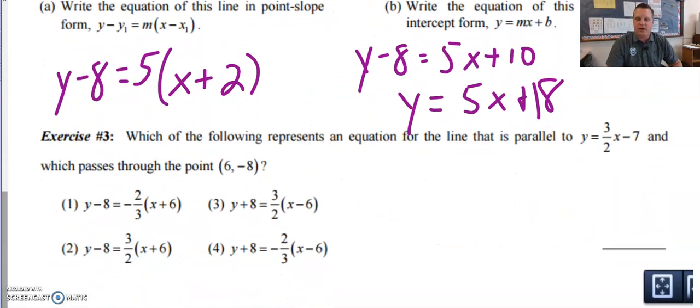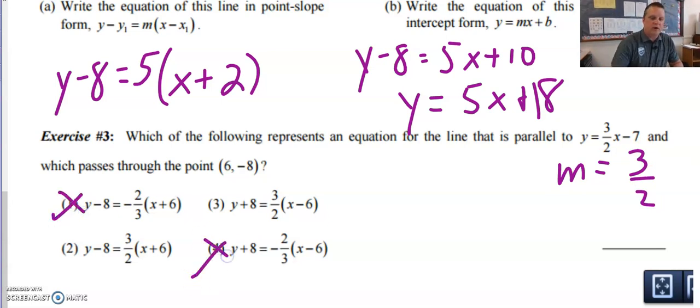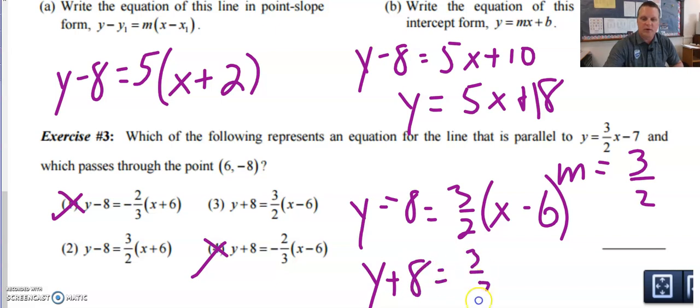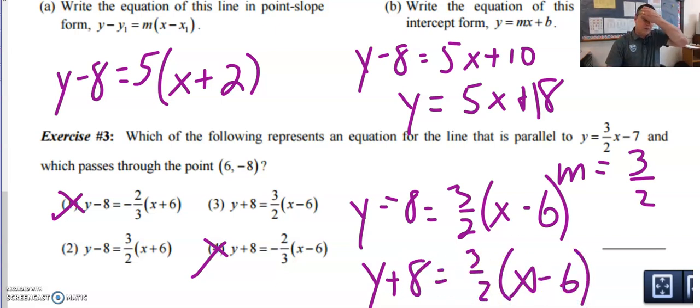Which of the following represents an equation for the line that is parallel and passes through the point 6, -8? Parallel means it has the same slope. So the slope is 3 over 2. So we can throw away any that do not have 3 over 2, gone and gone. And then it has to go through the point 6, -8. So what you have is y minus y1, y minus -8 equals m times x minus x1. So this becomes y plus 8 equals 3/2 times x minus 6. And that's the form of all your answers, so you don't have to change anything. Choice 3.